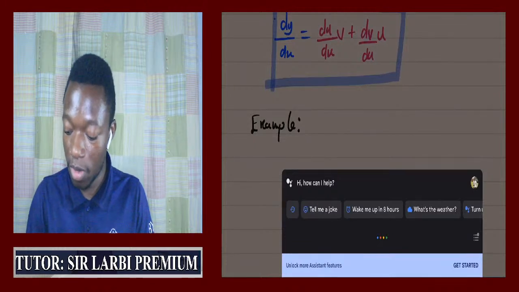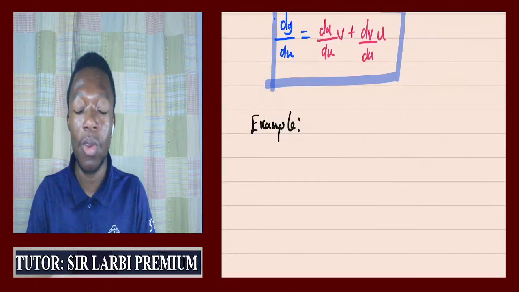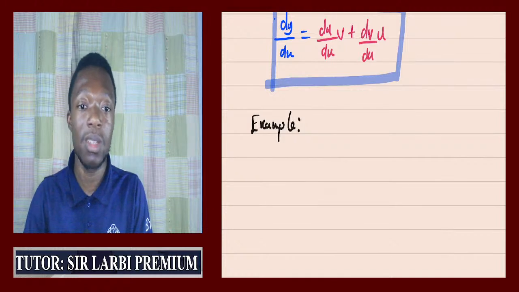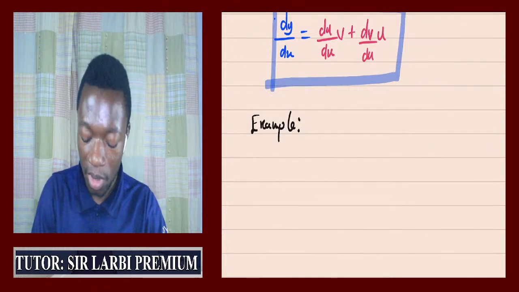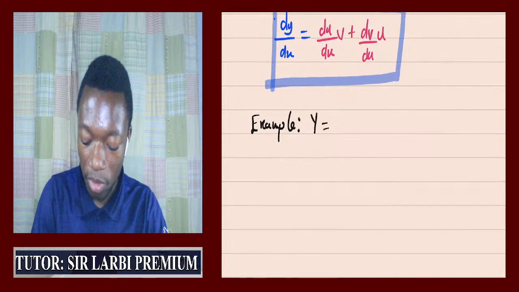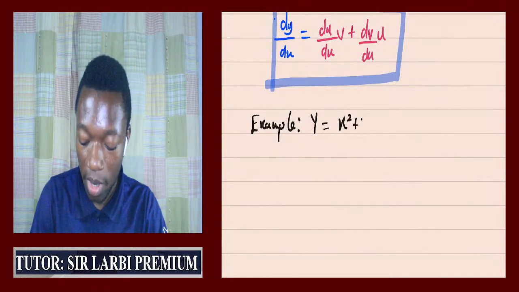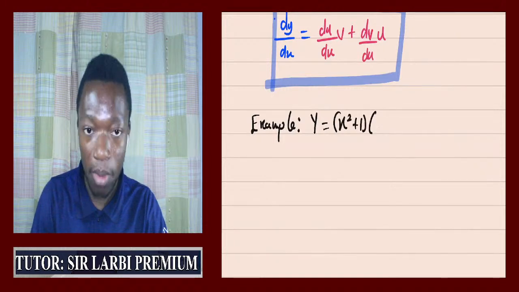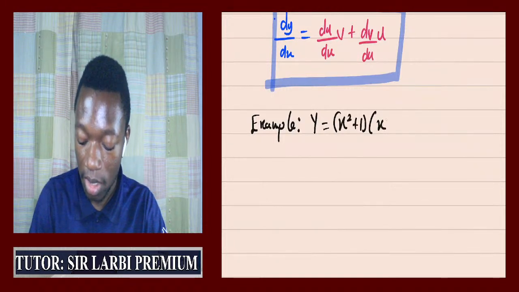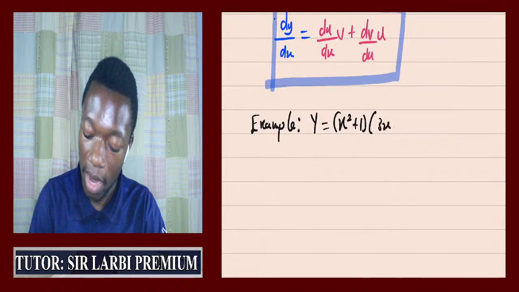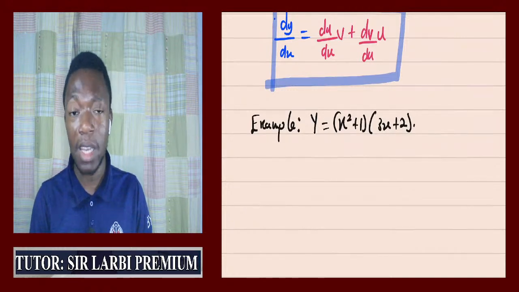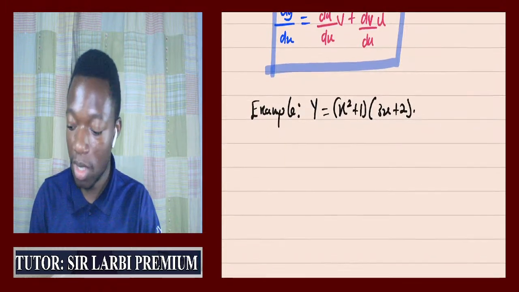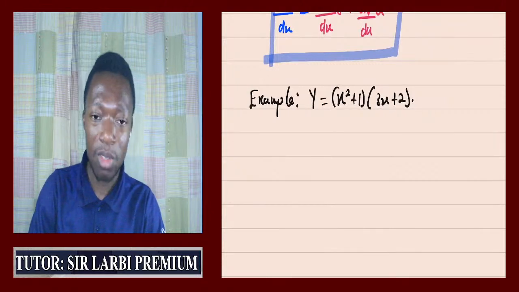Once you know the approach to differentiate individual terms, it is the same approach you're going to use here generally. So let's take an example to make meaning. Example 1: we have y equal to x squared plus 1, multiplied by another one, say 3x plus 2. Now let's bring in the variable so that you appreciate it. So we are asked to differentiate this.